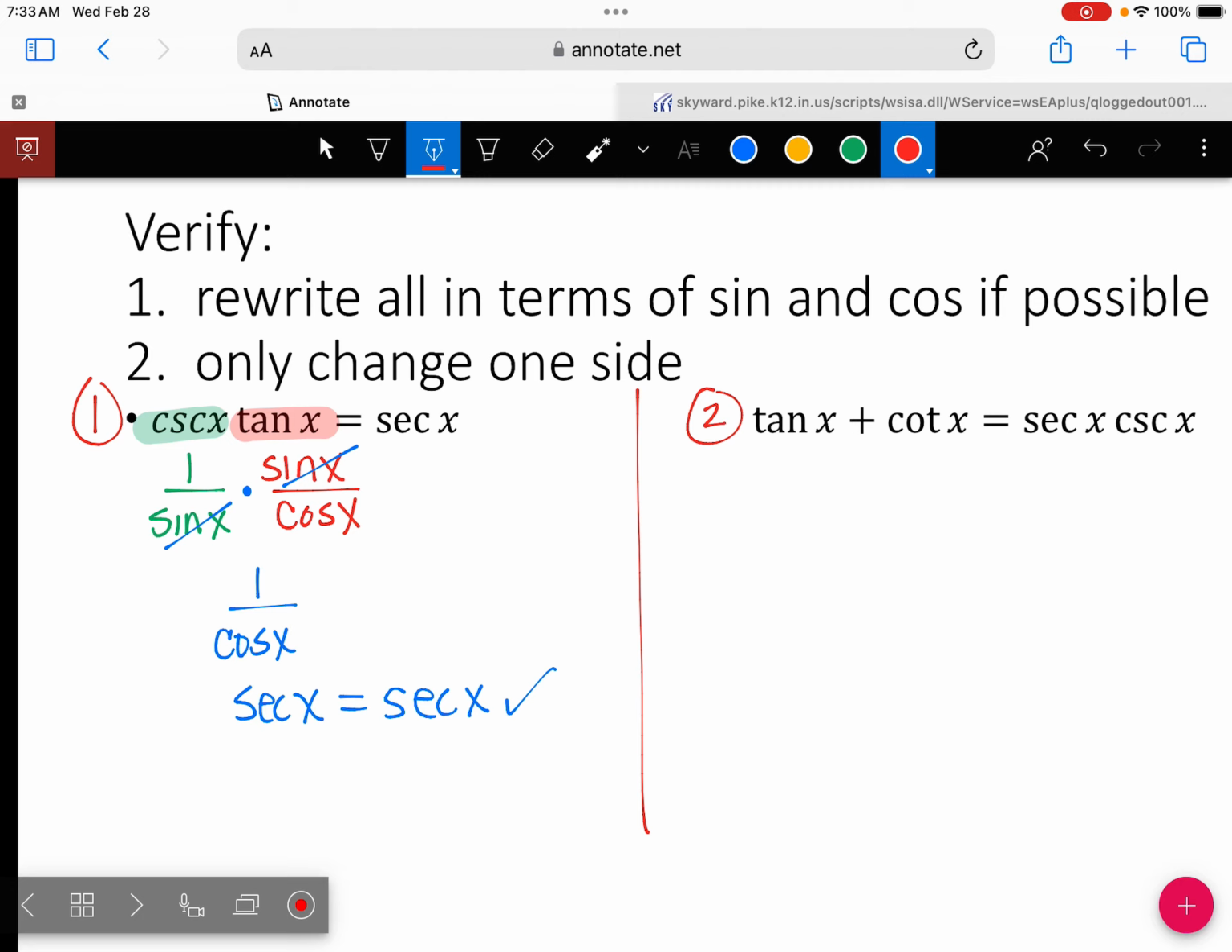Just practice doing it, and if it's wrong, erase it. Now remember, for this one, you're adding, so you need to get a common denominator. So I'm going to give you a minute and you have to show your work.